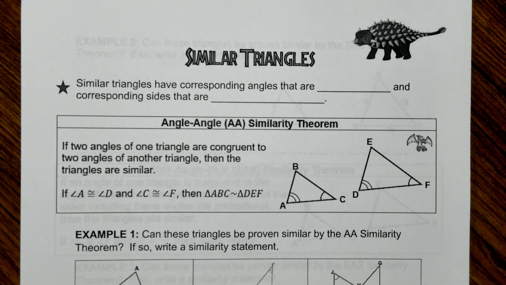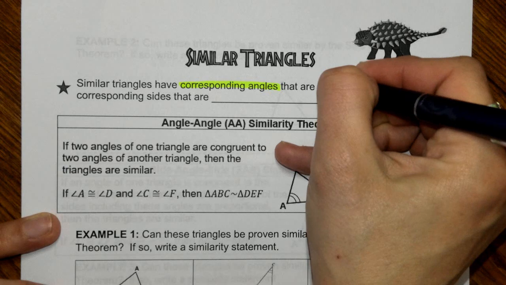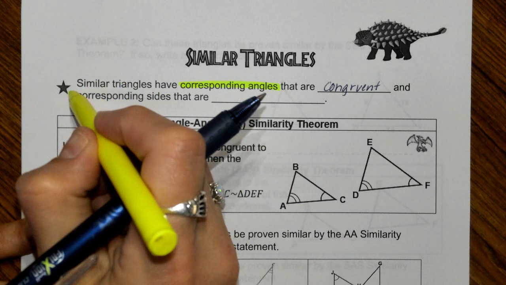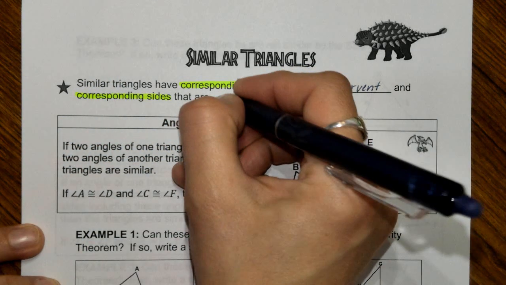And with congruent triangles, we have 5 different congruency theorems. With similar triangles, there are only 3 similarity theorems that we can use to prove two triangles are similar. And 2 of them will look very familiar. First, start off with our little definitions. Similar triangles have, just as a reminder, same thing with figures. Similar triangles have corresponding angles that are congruent. And they have corresponding sides. Do we remember that word? Not congruent, but proportional.